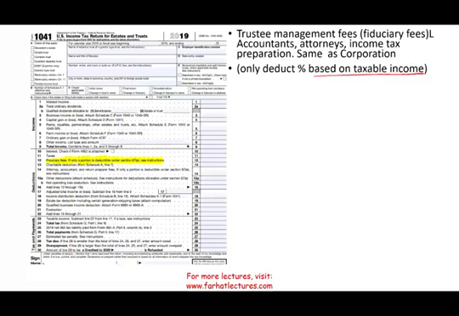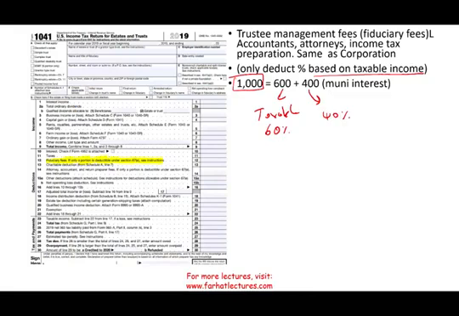This is important to know. So you don't deduct everything. Let's assume you received $1,000 worth of interest. That's the only thing that you have for this fund, just for the sake of simplicity. Of this amount, 600 is taxable, 400 is muni bond. So in other words, 60% of the income is taxable, 40% of the income is not taxable.